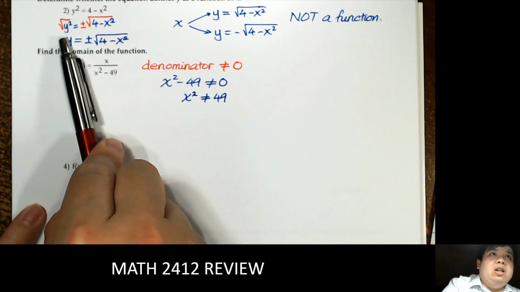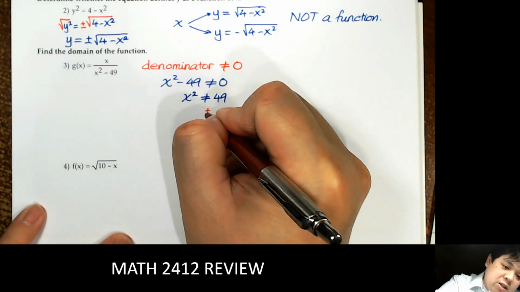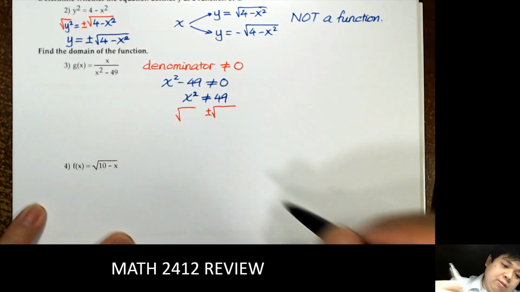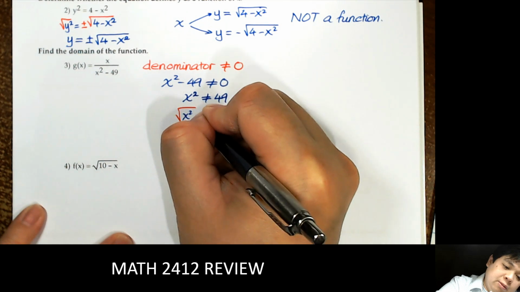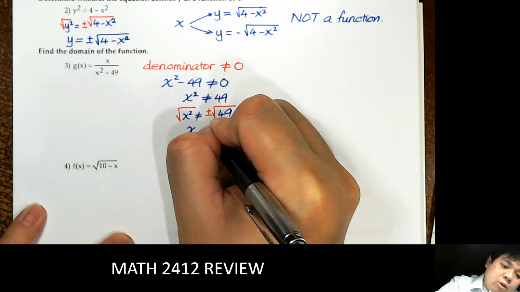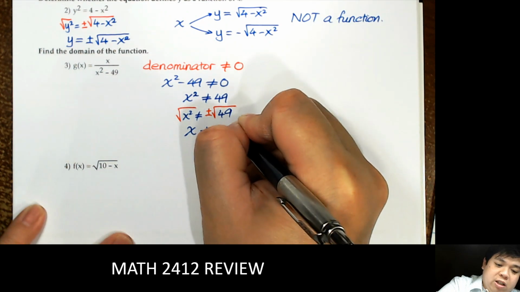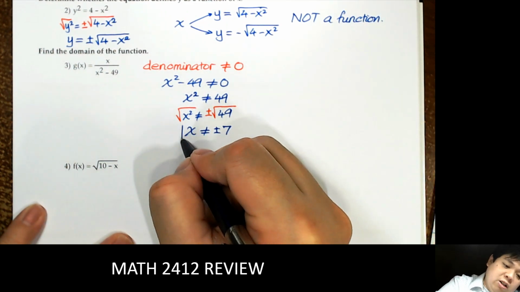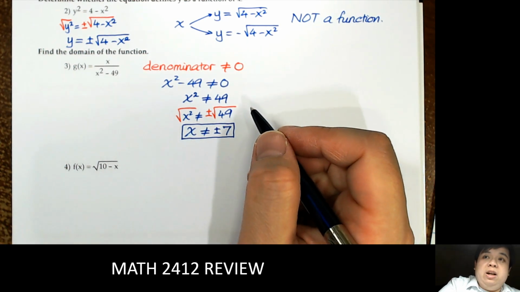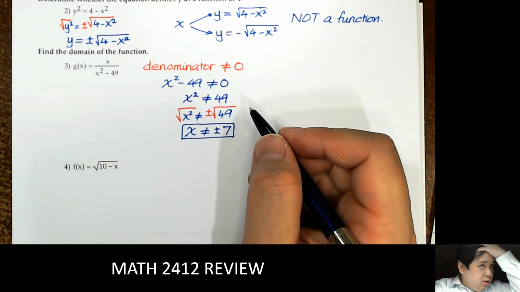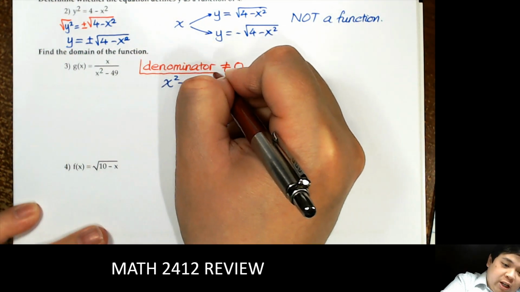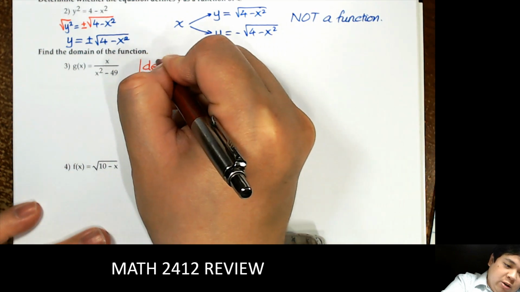just like we did earlier. There will be a plus or minus. So x is not equal to plus or minus the square root of 49, which is 7. So x not equal to plus or minus 7 is the domain. Everything but 7 or negative 7 will be good. So the first thing we need to watch out for is the denominator not equal to 0.